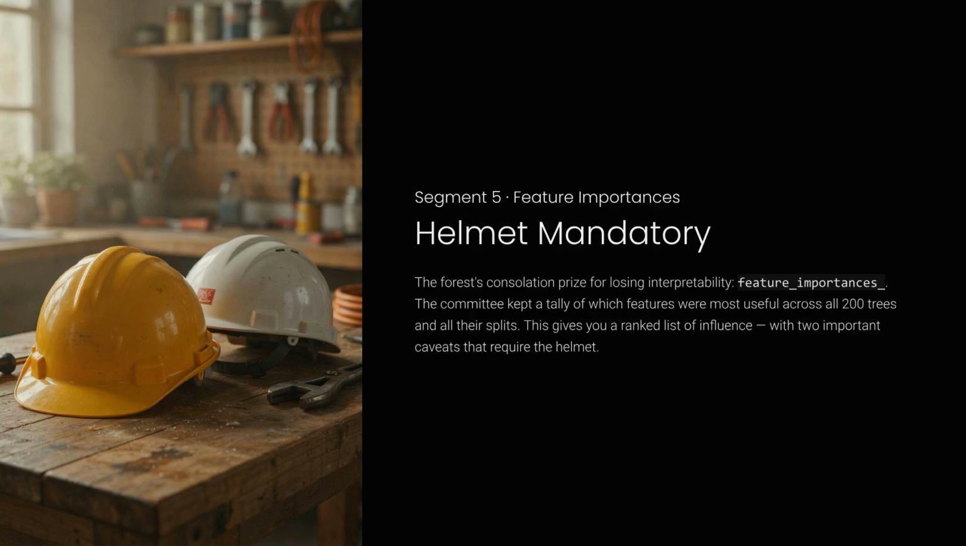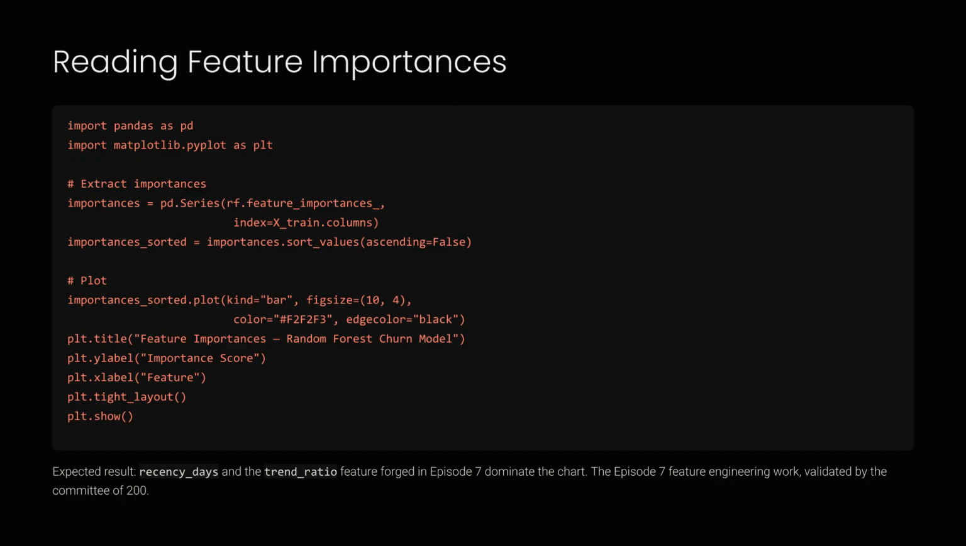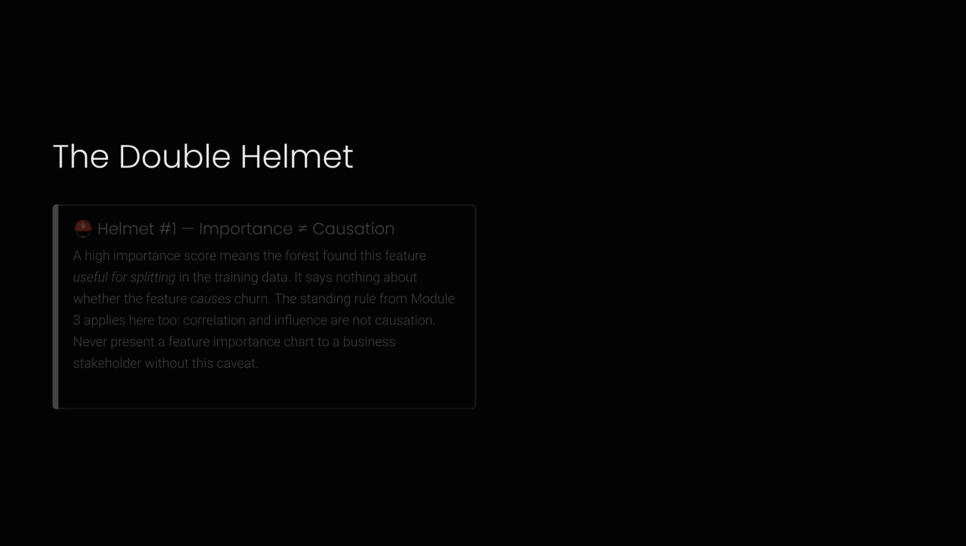We regain some visibility through feature importances. By tracking which features were most useful for splits across all 200 trees, we get a ranked list of influence, though this requires careful interpretation. Visualizing these importances reveals which factors drive the model's decisions. Features like recency or trend ratios often dominate, which helps validate that the forest is focusing on the right signals identified in earlier work. Remember these two caveats.